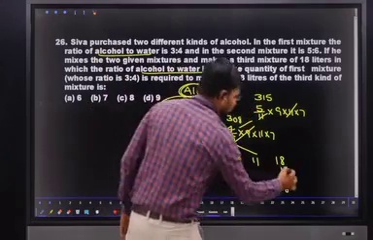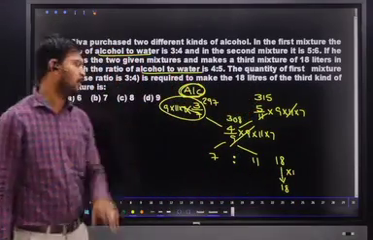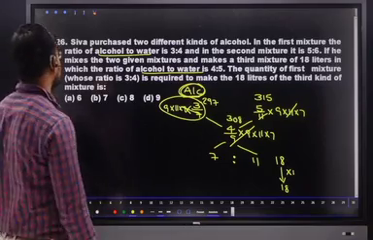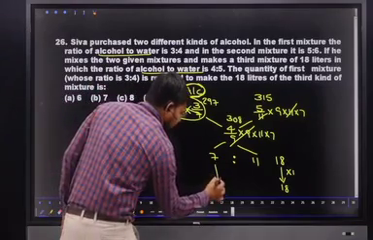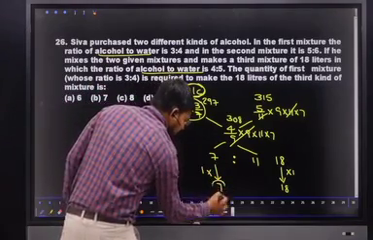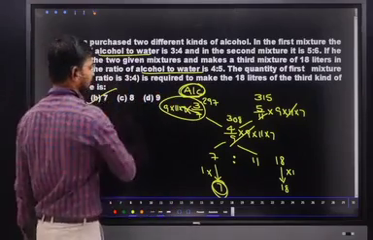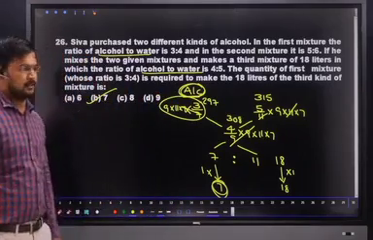Then each part is what? 1 liter. Each part is 1 liter. They're asking the quantity of the first mixture. First mixture is 7 parts, right? Therefore 7 into 1, 7. Our answer is 7 liters. Option B is the right answer.